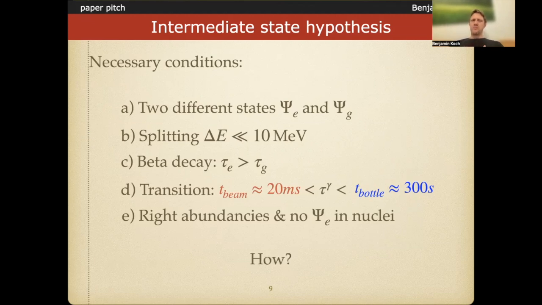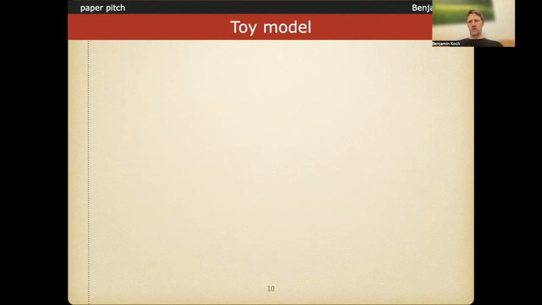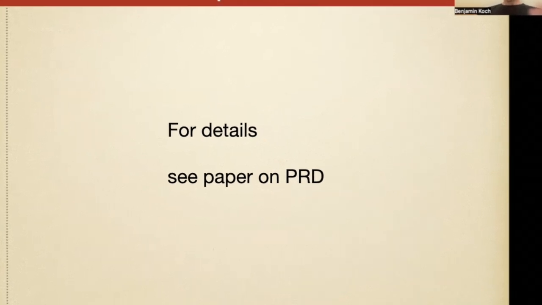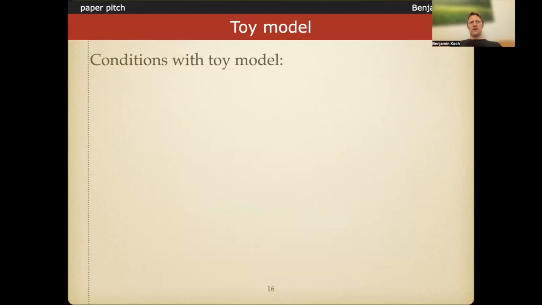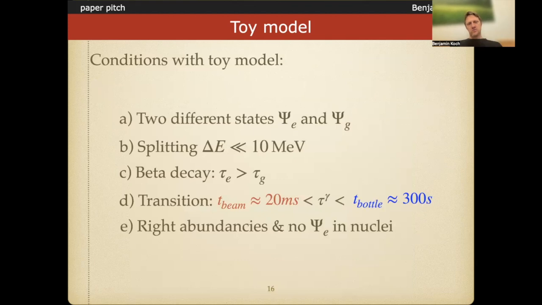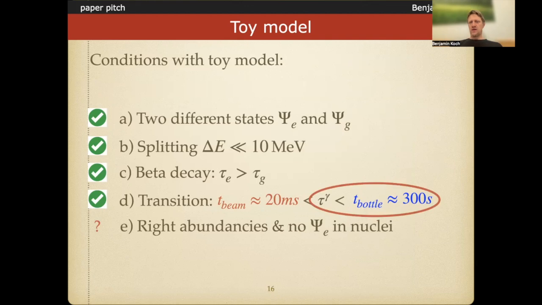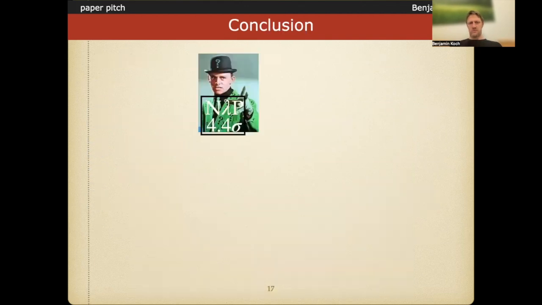So how can that happen? Well, we cooked up a toy model. Here again are the conditions we put on the toy model. And here is the result for the little toy model of the condition for the whole thing to work. We see it was quite successful here. And as I said, the electromagnetic decay in the toy model is more pushed to the bottle time.